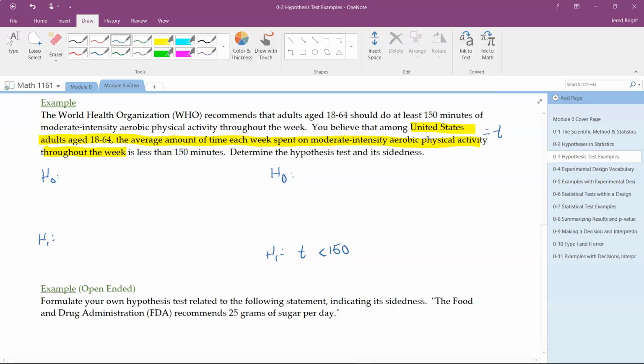Now that's my belief. What would I believe in the absence of any data? I would say it's going to be 150 minutes each week. Now this is correct, and before I move on, I'll answer the sidedness. The symbol tells us the sidedness of the test: T is less than 150, so it's one-sided to the left.